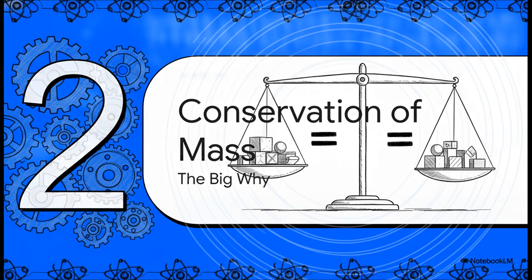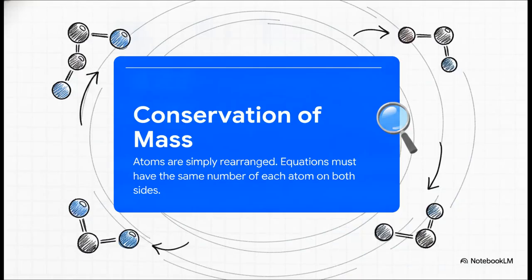Moving right along to Section 2, the law of conservation of mass. Honestly, this is the big why behind our entire lesson today. The universe has this strict, totally unbending rule that mass must always be conserved. The law of conservation of mass dictates that atoms are simply rearranged in a chemical reaction. Equations must have the exact same number of each type of atom on both sides of the reaction. Atoms don't just magically disappear or poof into existence out of nowhere. They just form new bonds. So both sides of our equation have to perfectly match.